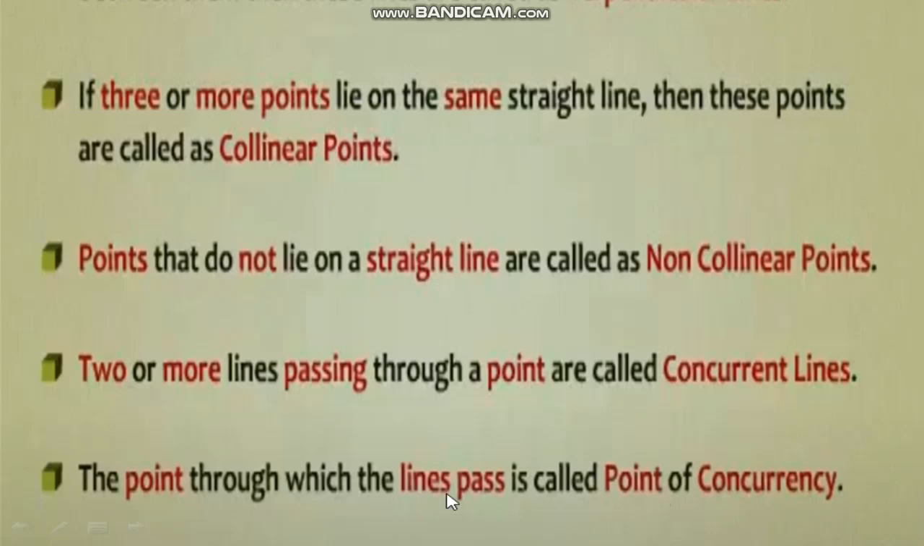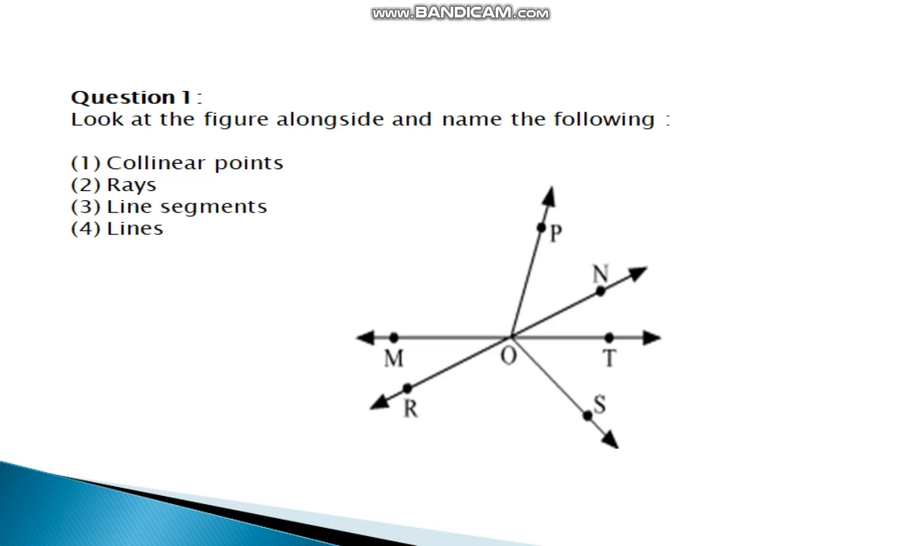That is, the point through which the lines pass is called the point of concurrency, and two or more lines passing through the point are called concurrent lines. These are the last topic of your first chapter. So we are concluding here. Now we are starting our first question of your textbook.